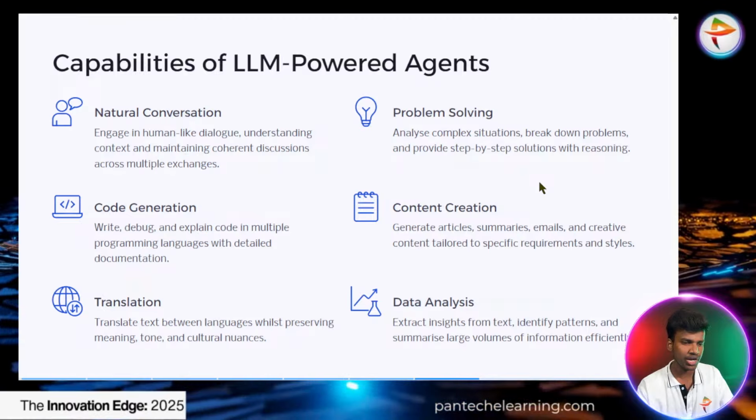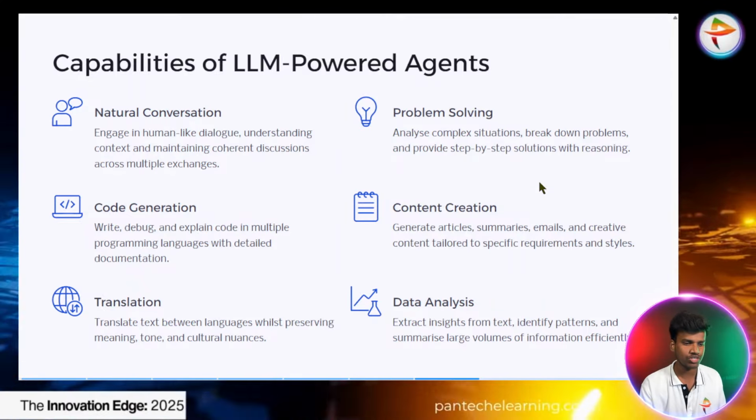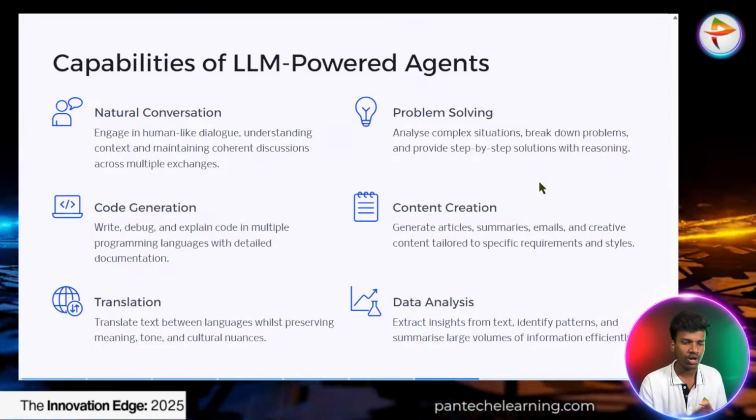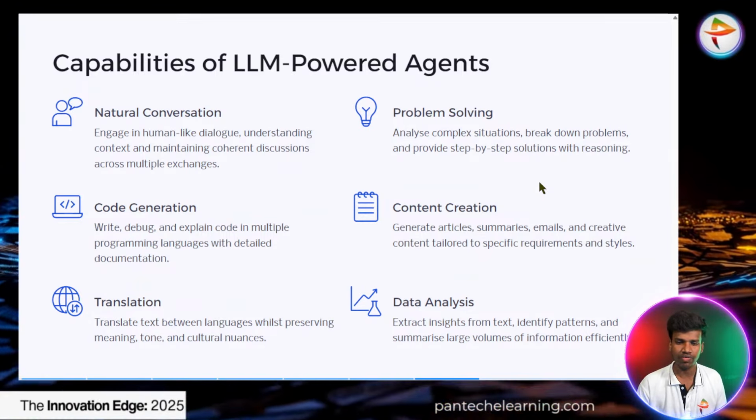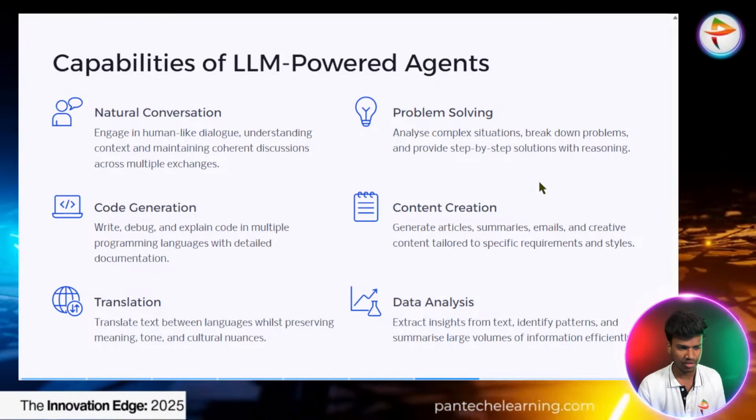And the capabilities of LLM powered agents: natural conversation, problem solving, code generation, content creation and translation, data analysis. LLM, we already know ChatGPT can do all of this, right? So that's why.